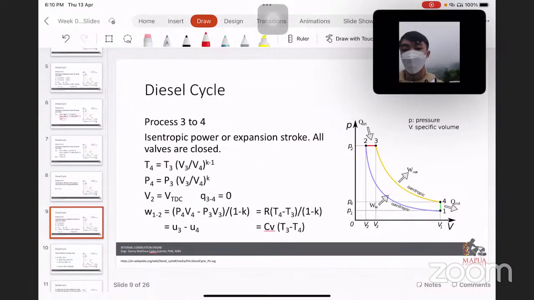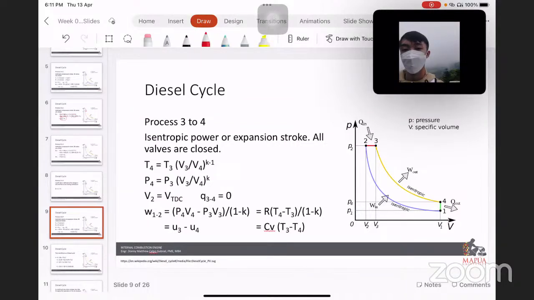Next. Process 3 to 4. Process 3 to 4, kabaliktaran yung process 1 to 2. So, isentropic power or yung compression expansion stroke. All the valves are closed. So, kabaliktaran yung kanina nag-compress ka, ngayon naman dahil sa compression process mo, mag-expand ka naman ngayon. At power stroke is the mechanical harnessing of the combustion process.